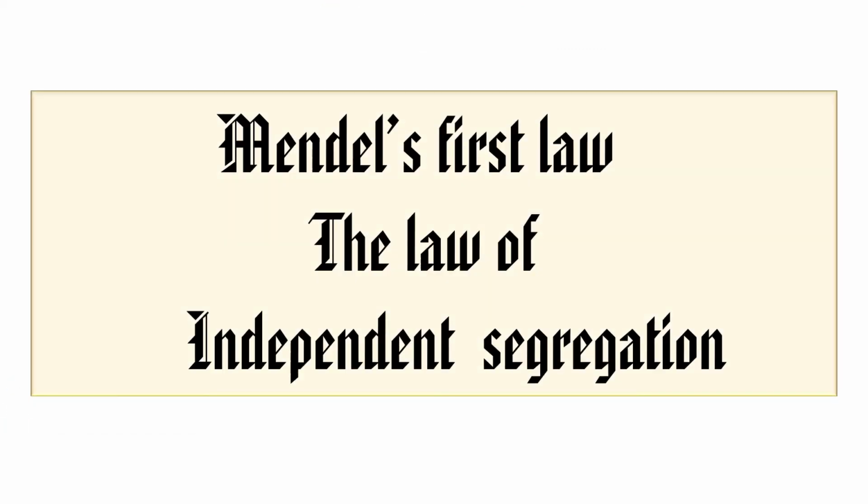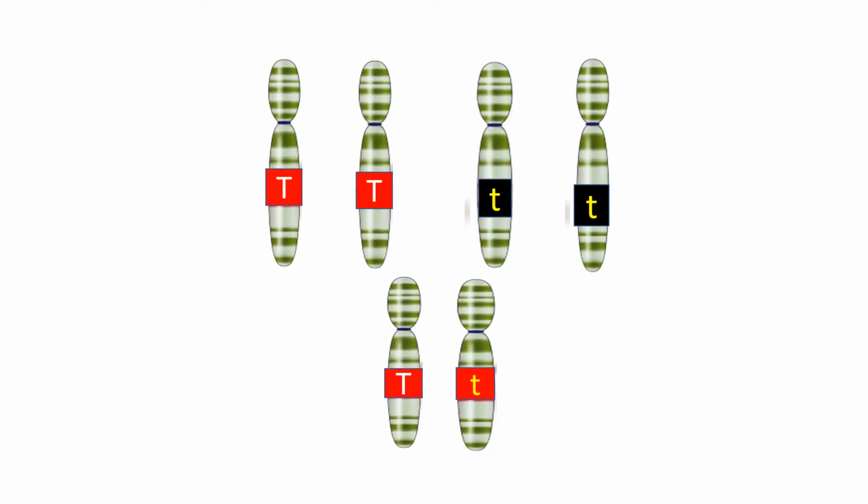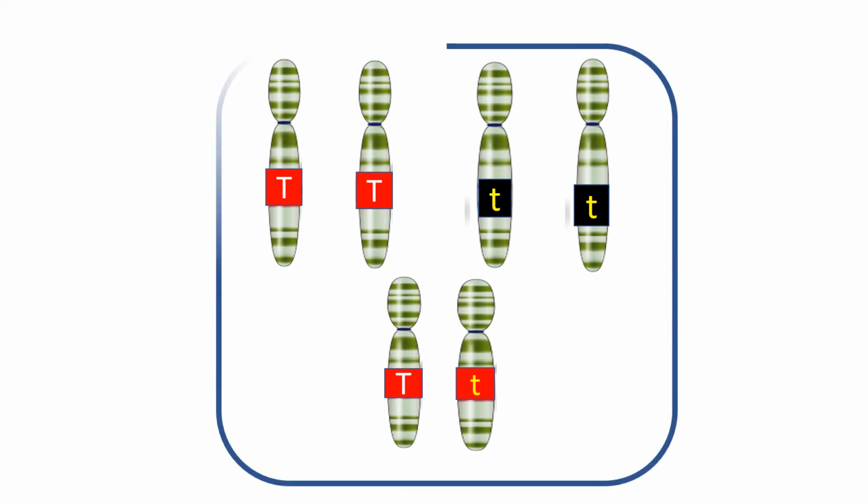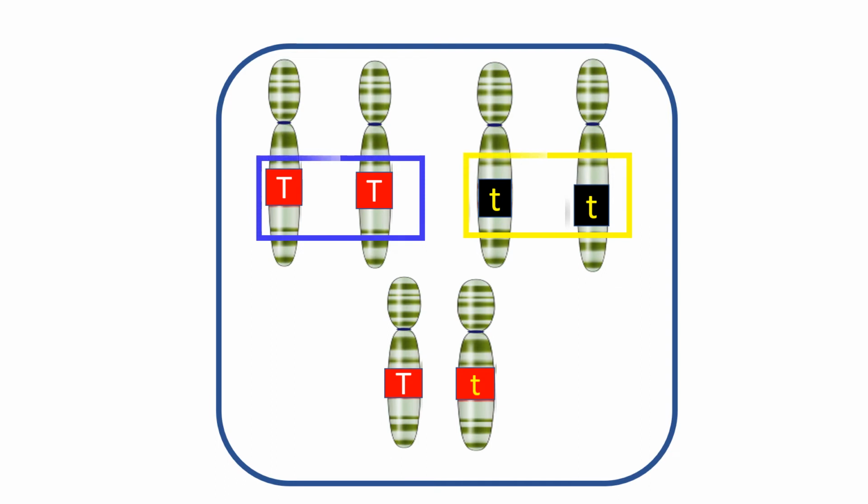Mendel's first law is known as the law of independent segregation. The factors he introduced were identified later as alleles located in chromosomal DNA. Chromosomes. Homozygous alleles. Heterozygous alleles.